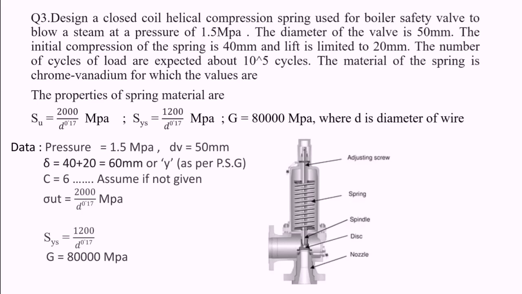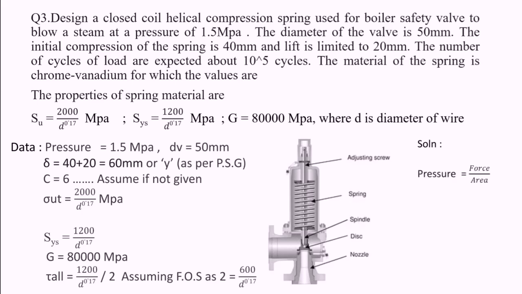The difference in this question from previous questions is that in all the previous questions, the load was given to us. In this question, load is unknown. So the first step will be to find out load from the given data. We are given the pressure, so let us start with the pressure formula. We have the relation pressure is equal to force upon area. Hence I can write 1.5 is equal to force divided by area of the valve, that is pi by 4 d square, that is 50 square. On solving this, I will get force P as 2945.24 Newton.